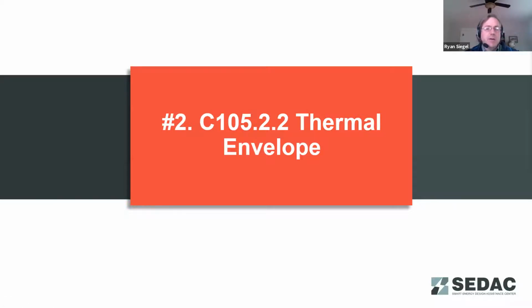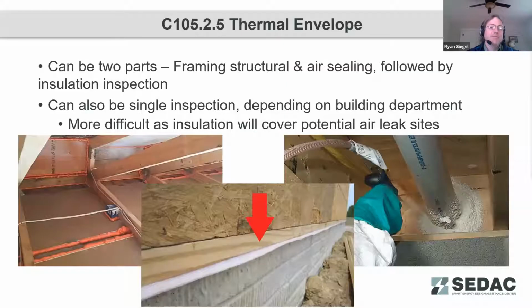Next up, we're going to move up to the thermal envelope. Now we're moving into that rim joist area and on up from there. With thermal insulation and the thermal envelope, this may be done as 2 parts for an inspection. Again, check with your municipality as far as how they would like to do this. Sometimes they will do this as a single inspection. Some may do it as 2 inspections as part of their other inspections: first a framing, structural and air sealing inspection, and then later an insulation inspection.